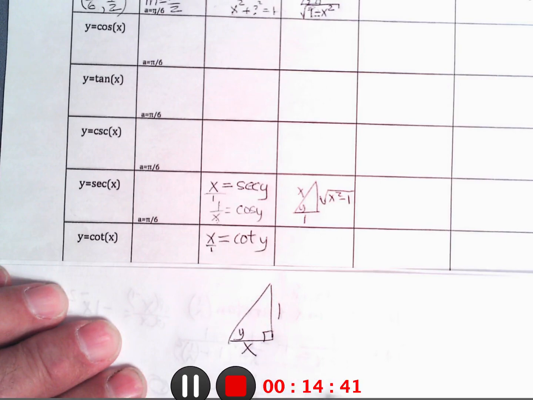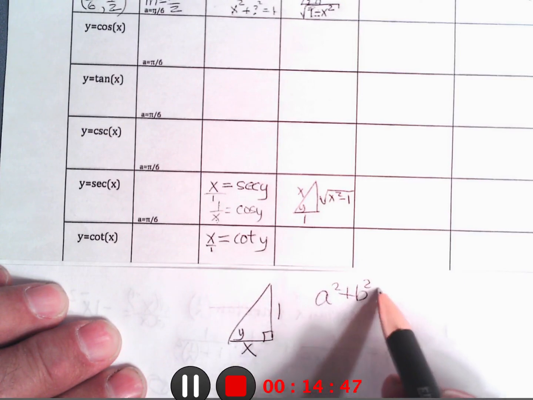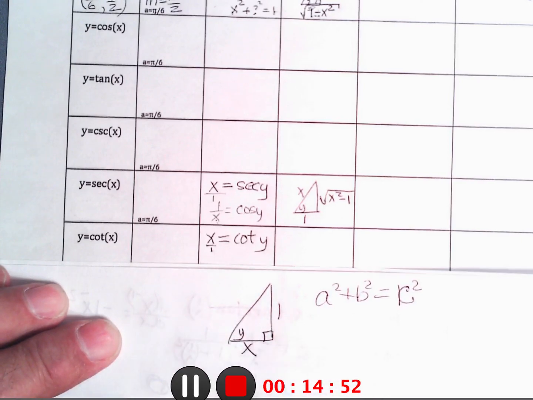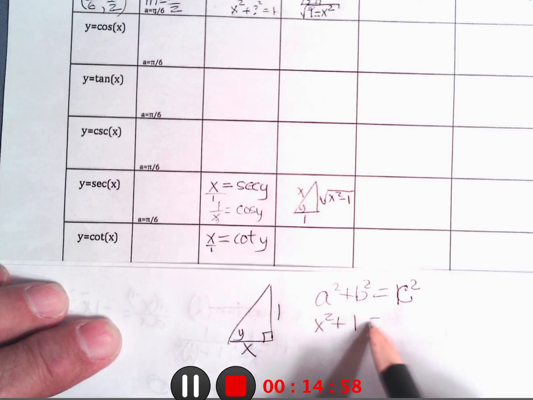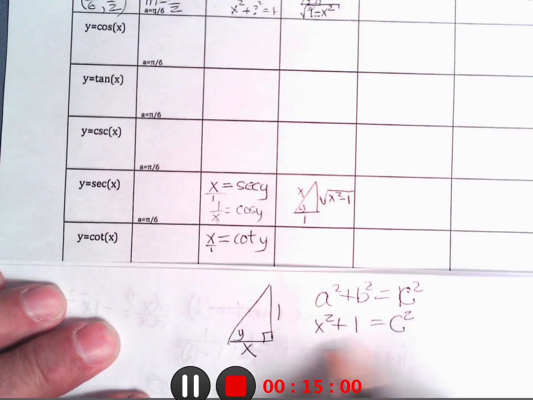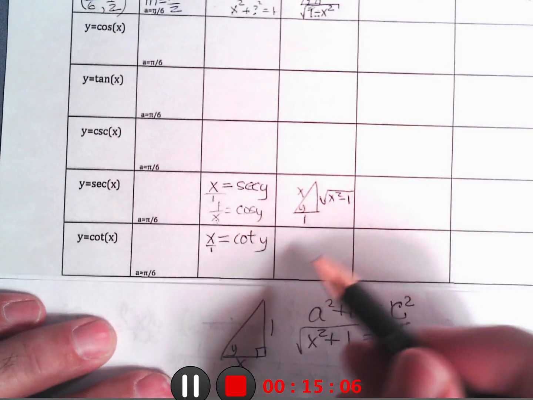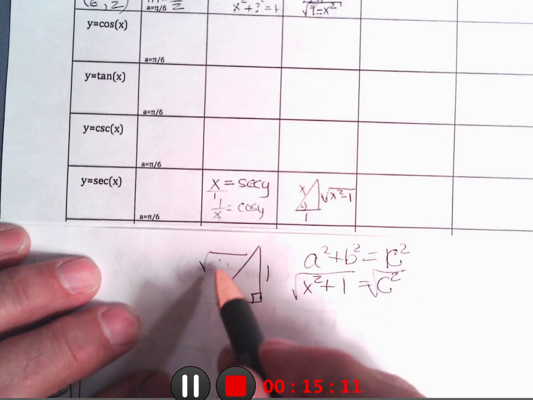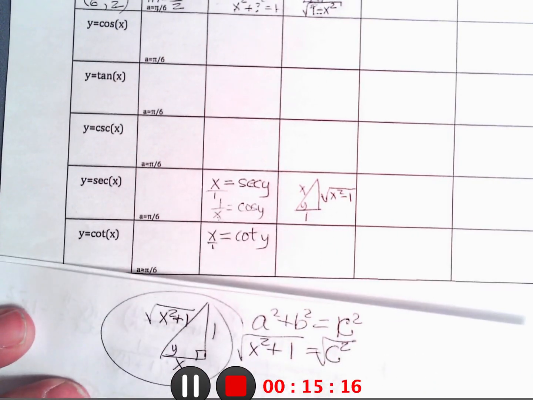Now to find this side, since it's a squared plus b squared equals c squared, and I'm trying to find c squared, the hypotenuse squared, it's going to be x squared plus 1 squared equals c squared. Then I take the square root of both sides. So I'm going to get the triangle, this side is going to be the square root of x squared plus 1. Okay, that should help you be able to finish the rest of the sheet.